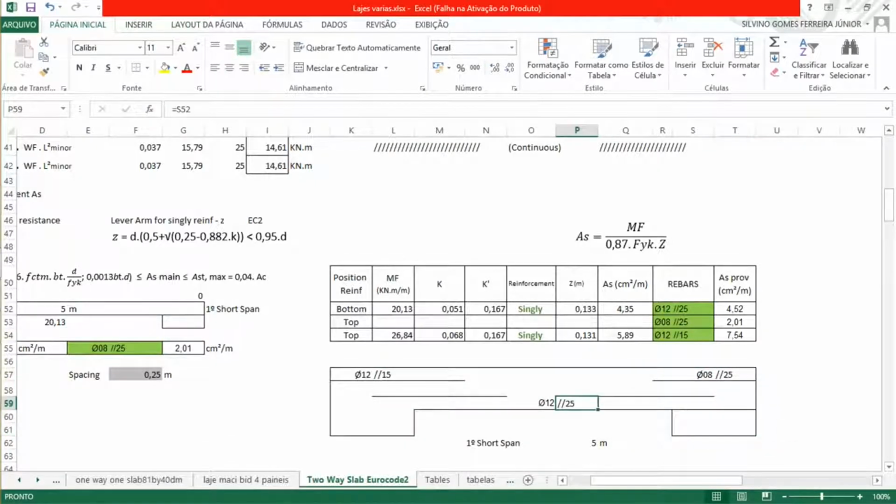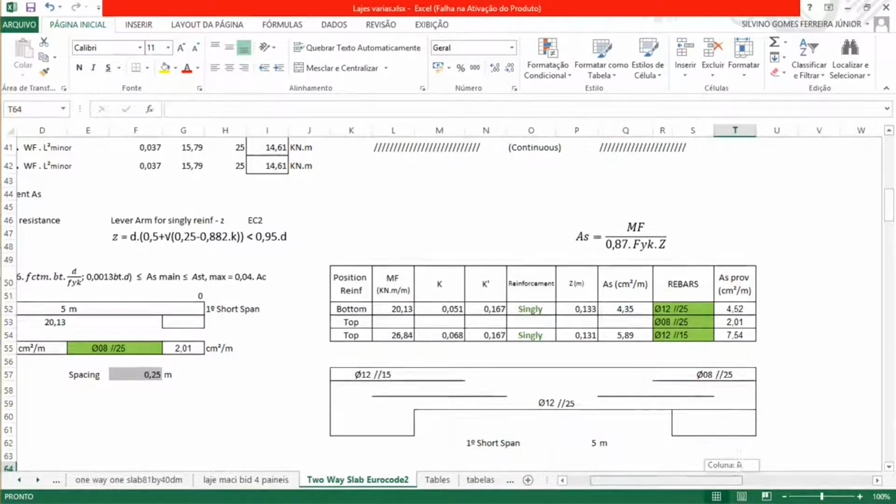On the bottom we have 12 spaced by 25. On the corners, negative moments on the superior. On the top, this top will be 12 spaced by 15. On the other corner we'll have this minimum, phi of 8 spaced by 25, which gives us 2.01. Okay, for the shortest span, 5 meters.